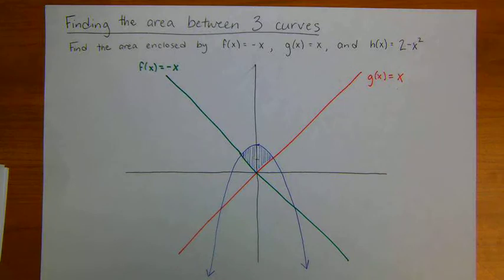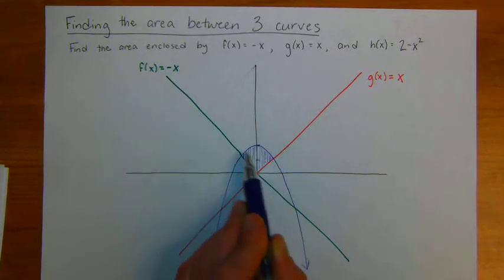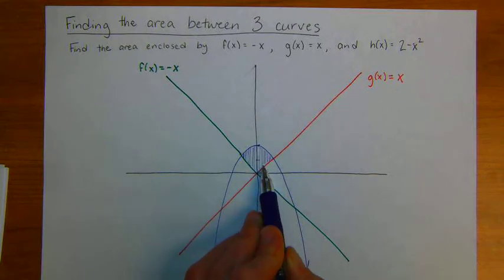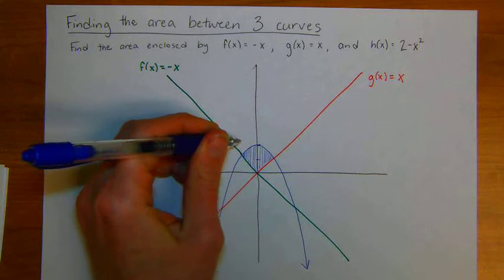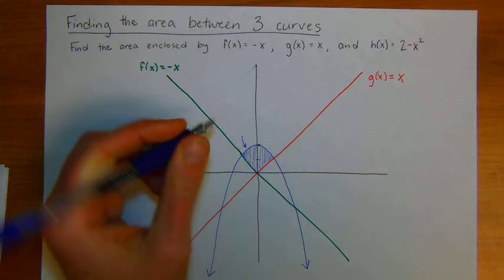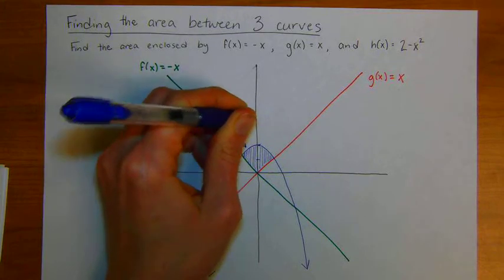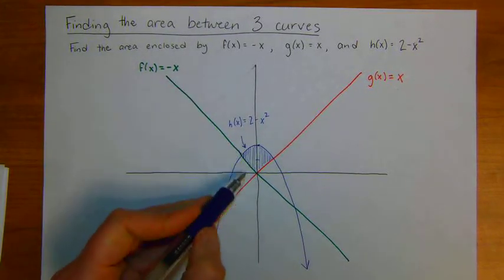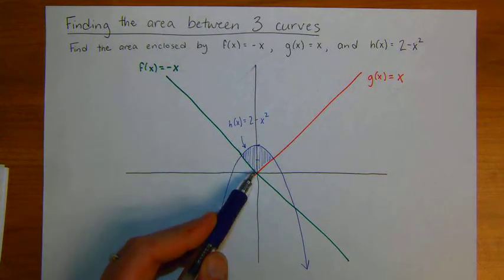Now the key thing to notice is that depending upon where you are along this curve, your top and your bottom functions change. So notice that for the left half of this region, the top curve is our green curve, our h of x curve, 2 minus x squared, and the bottom curve is the green curve, f of x equals -x.